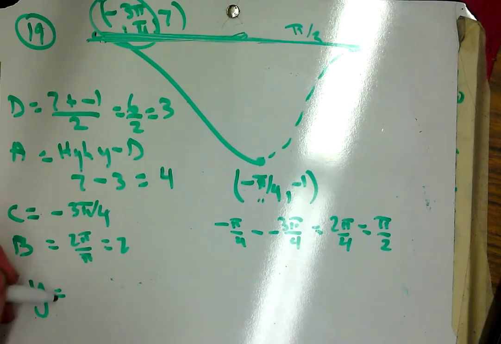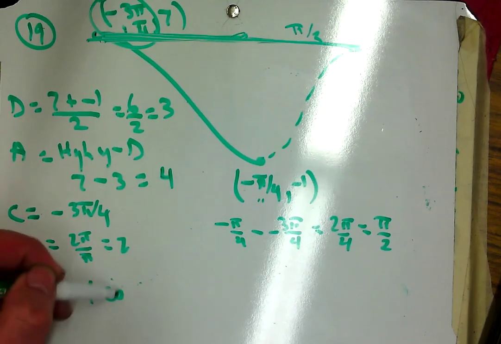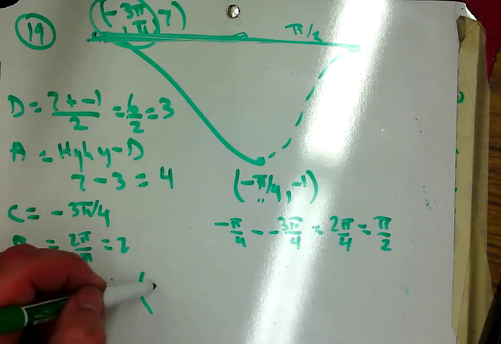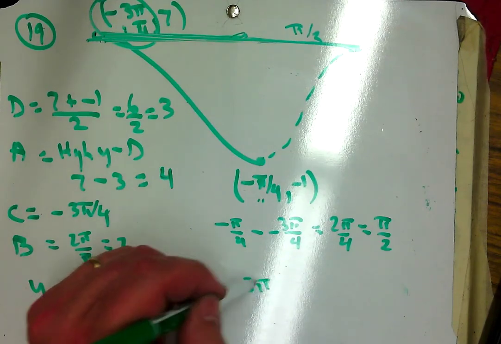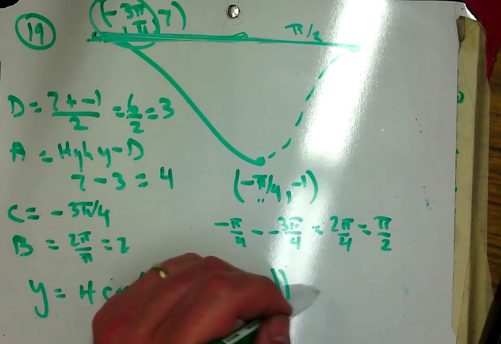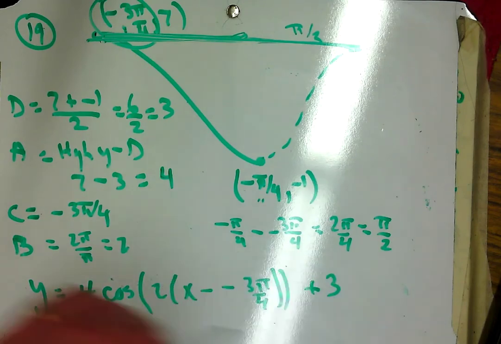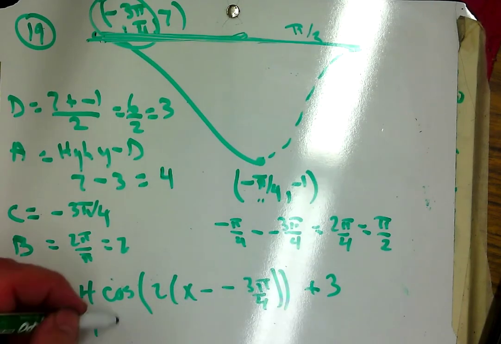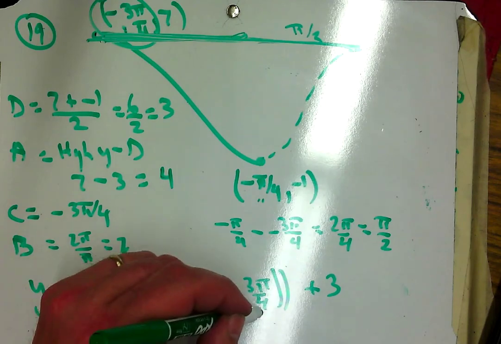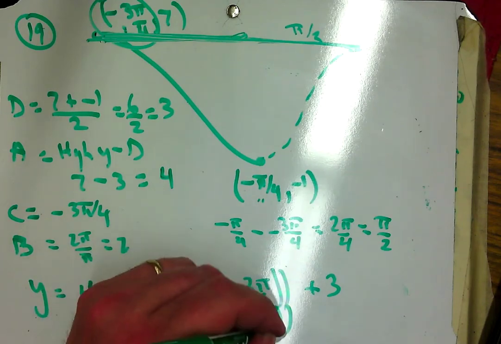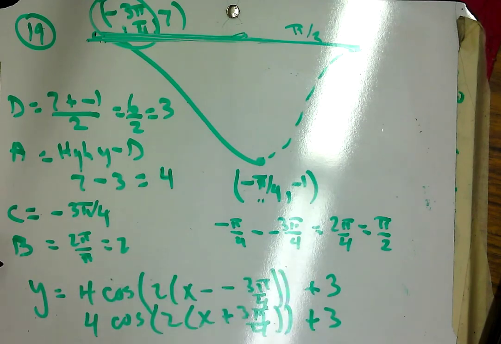So y equals positive cosine, 4 cosine, our b value 2, x minus negative 3 pi over 4, close parentheses, plus a d value of 3. And of course, you could write that 2x plus 3 pi over 4 plus 3. You're welcome to distribute. I find that students who do that often make mistakes, so I don't do that.